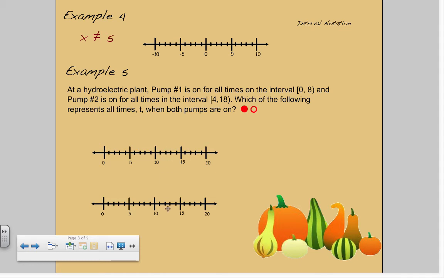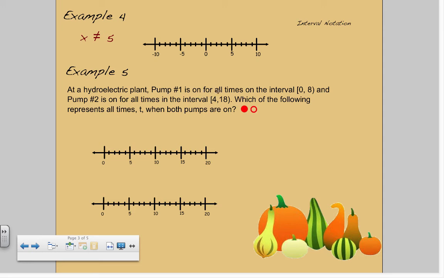Down here I have some graphs. Wonder what I'm going to use them for. I have interval notation here. Why do I need graphs? Well, I'm going to keep reading. Pump 2 is on for all times in the interval 4 to 18, inclusive of 4, exclusive of 18. Which of the following represents all t times when the pumps are on? Well, sorry, I copied this problem from somewhere else, and it obviously was a multiple choice, but I want us to figure it out without multiple choice.